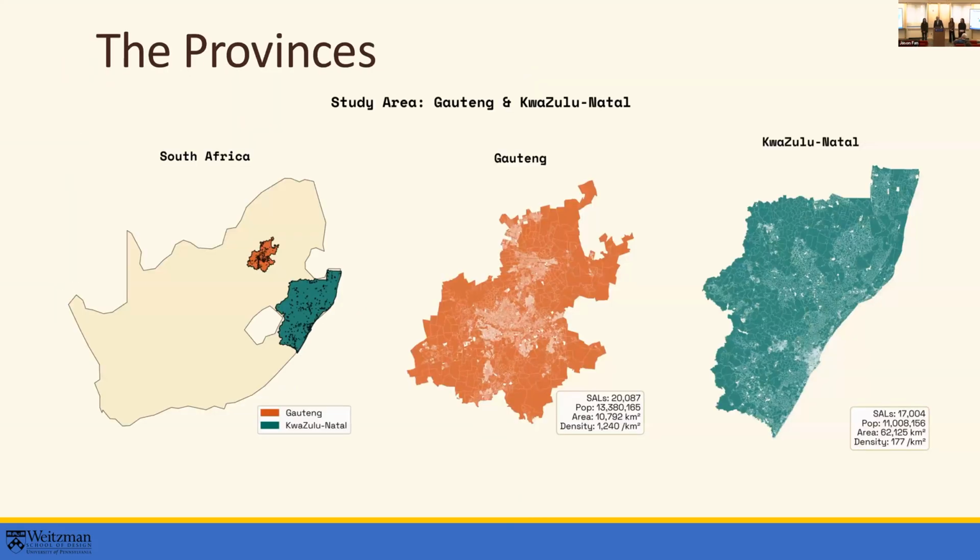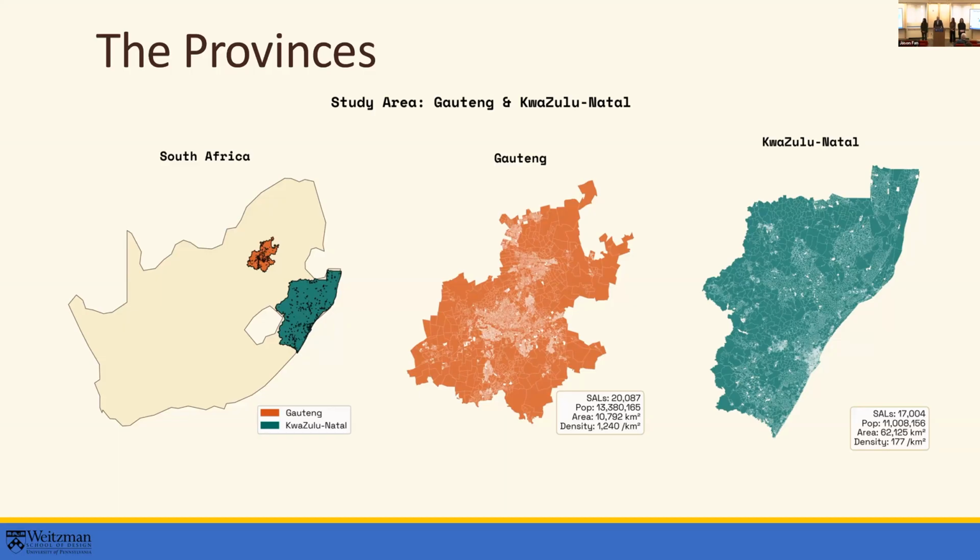So our study focused on two provinces, Gauteng and KwaZulu-Natal. Gauteng is the smallest province in South Africa by area, but the highest population with about 13 million people. It has a density of about 1,200 people per square kilometer. And KwaZulu-Natal is several times the size of it, with a population of about 10 million people and a density of only 177 people per square kilometer.